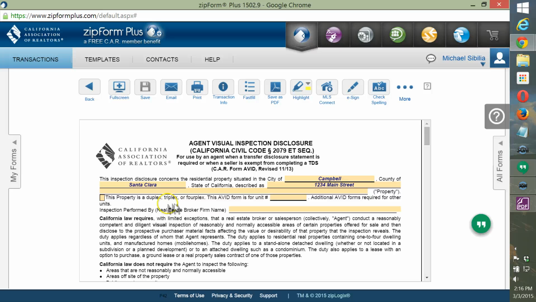So we're going to fill this out. The property is a duplex or fourplex. They have it as four units, so each unit you're supposed to do this. I don't know if we need to get into this, but duplexes, triplexes, and fourplexes are more difficult or challenging, particularly if they're rented out already.